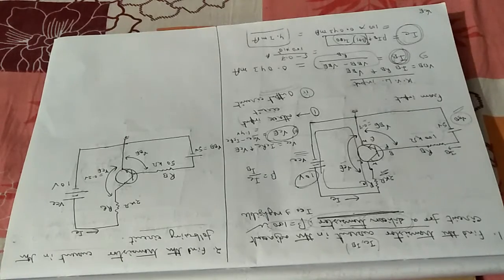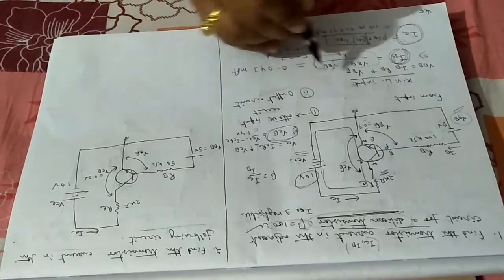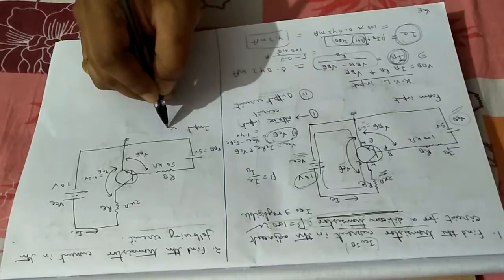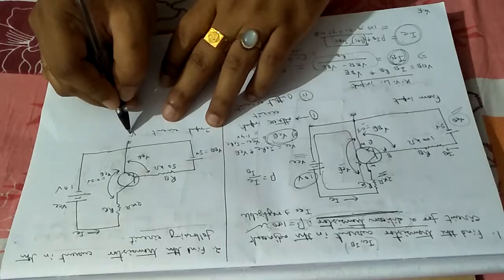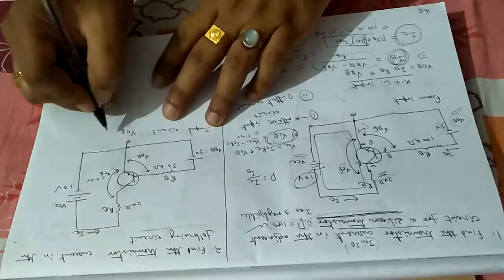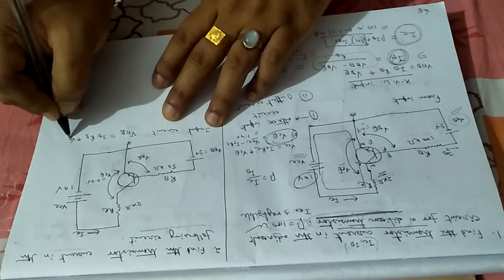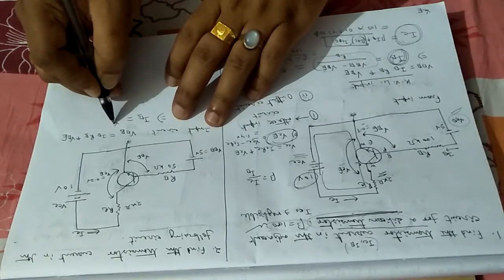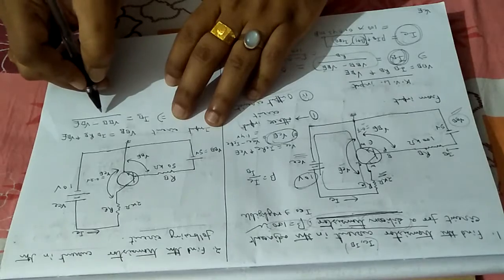Okay, so first let us calculate the value of IB from the input circuit, as I did in the previous class. From the input circuit, what can I write? Kirchhoff's voltage law, starting from this one, VBB equals to IB into RB plus VBE. So what will be the value of IB? From that you can calculate the value of IB as VBB minus VBE divided by RB.